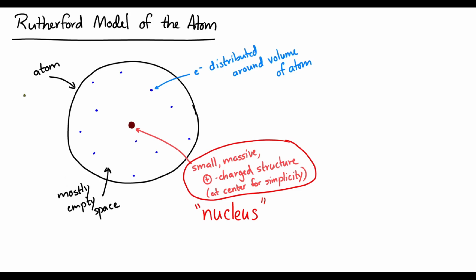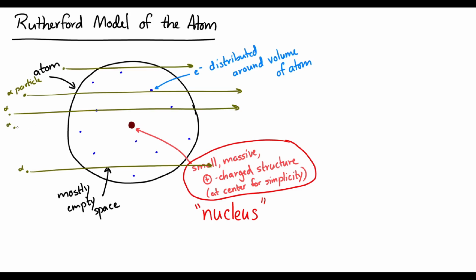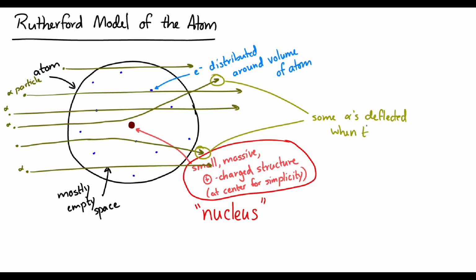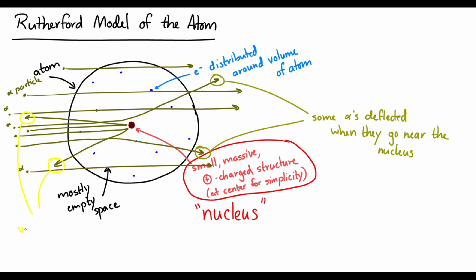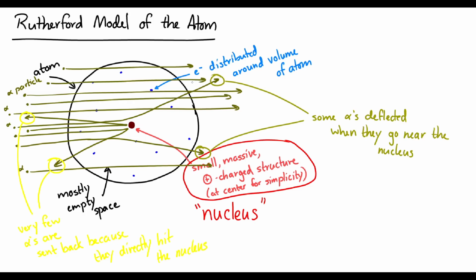So there's mostly empty space, so most of the alpha particles that went through the atom were unaffected, which is what they observed. But every now and then, an alpha particle would get close to this positively charged center and would be deflected. So they saw some of the alpha particles being deflected by a significant amount. And occasionally an alpha particle would go right on target and get very close to the nucleus and be pushed back by that positively charged nucleus and go back in the direction that it came from. So in this view, the atom was mostly empty space.